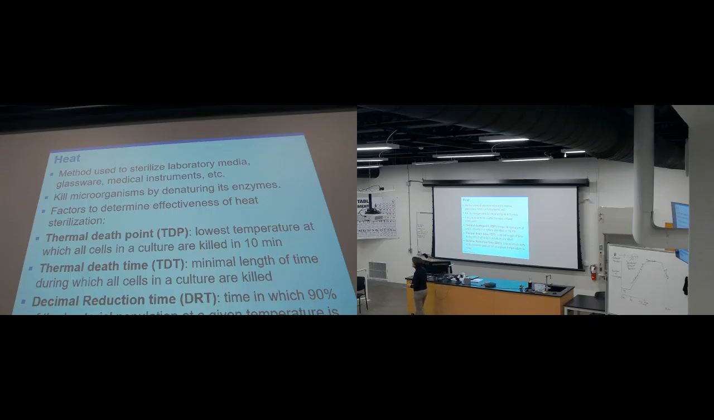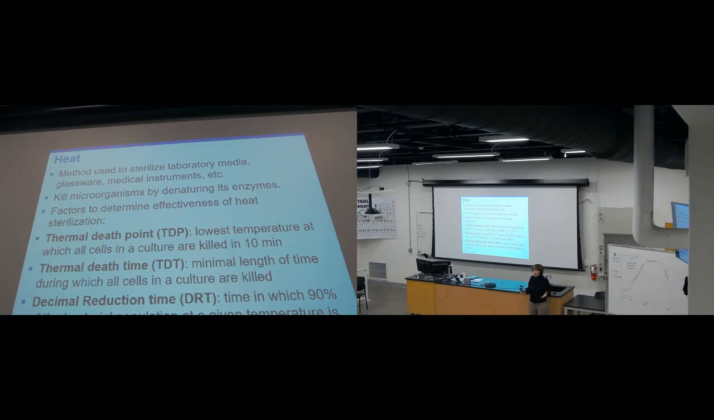And then we have thermal death time, or TDT, in which you have a minimal length of time during which all the cells in a culture are killed. So in this case, it will be the time. We can play around with either the minimal temperature, the maximum temperature, or an intermediate temperature. But you're trying to destroy all the cells in a particular amount of time. It can be 1 minute, 3 minutes, 6 minutes, so you determine that.